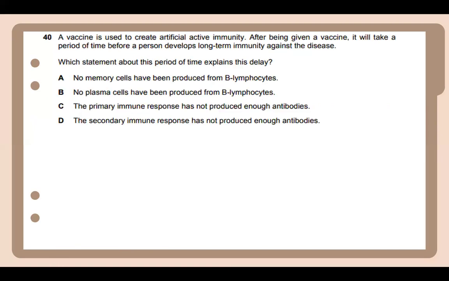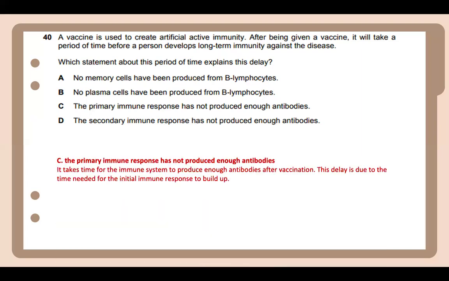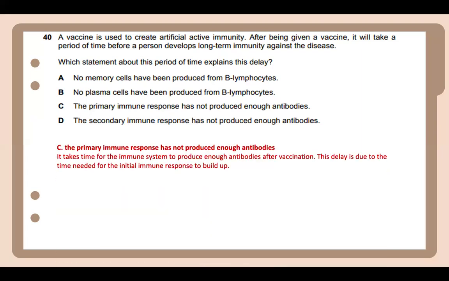And a vaccine is used to create artificial active immunity. After being given a vaccine, it will take a period of time before a person develops long-term immunity against the disease. Which statement about this period of time explains this delay? The answer will be the primary immune response has not produced enough antibody. Because it takes time for the immune system to produce enough antibody after vaccination. This delay is due to the time needed for the initial immune response to build up.